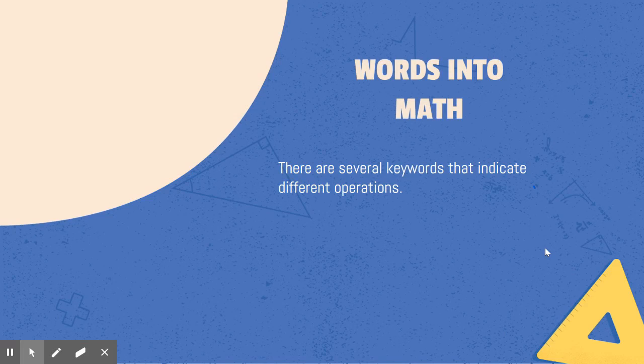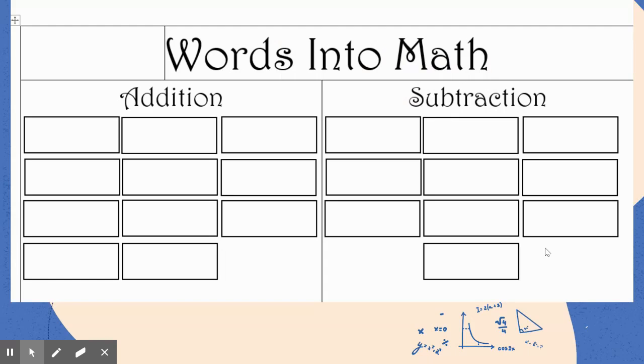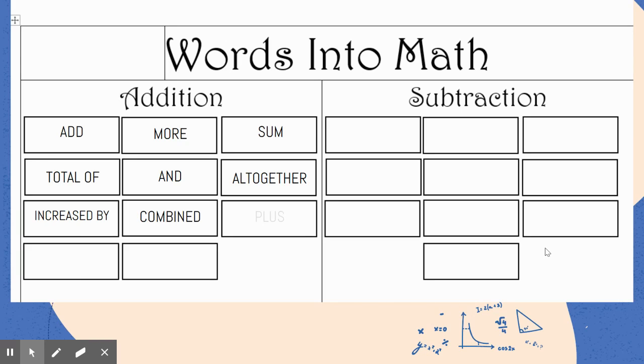There are several keywords that indicate the different operations, and we are going to go through them now. So for addition, some words that indicate using addition in an expression would be add, more, sum, total of, and, altogether, increased by, combined, plus, together, and in all. Okay, so all of those words indicate that you are going to put an addition sign in your expression.